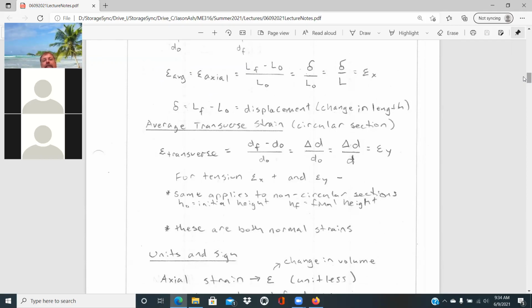So we're not dealing with microstructural changes in geometry. This was presented in terms of a circular cross section, but the same applies to non-circular sections. Say for a square type cross section, HO would be your initial or original height, and HF would be your final height. You can calculate the strains based on that. But both of those are normal strain conditions, and so they act in the normal direction.